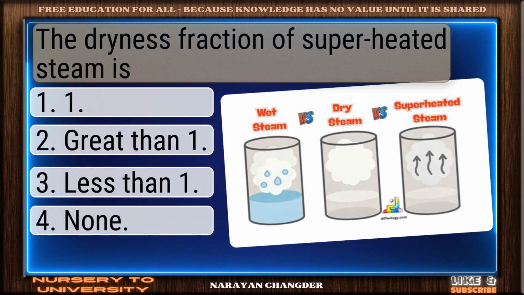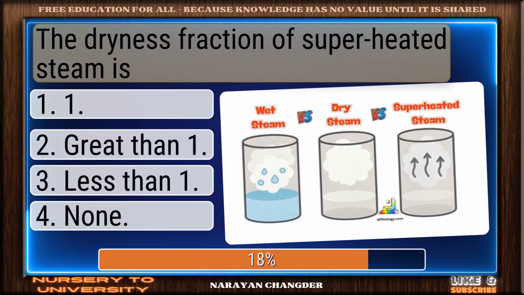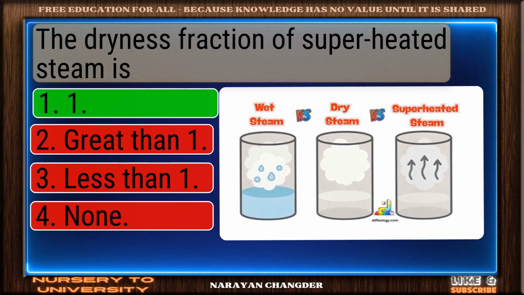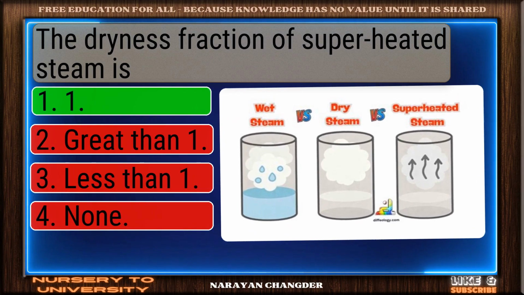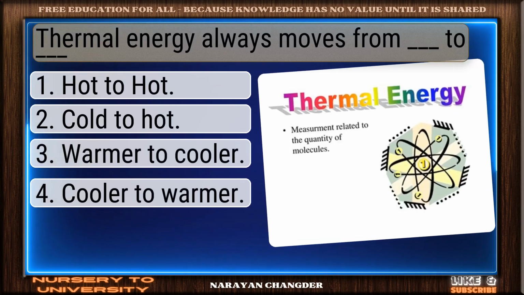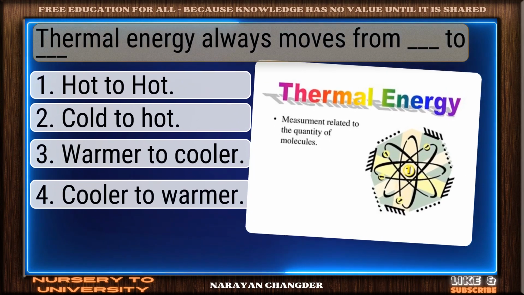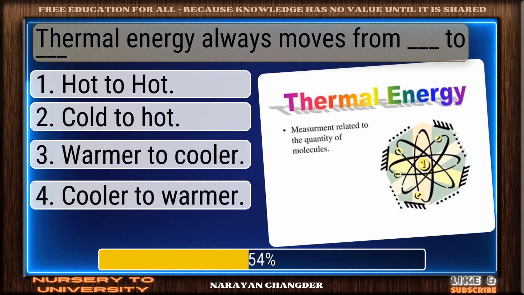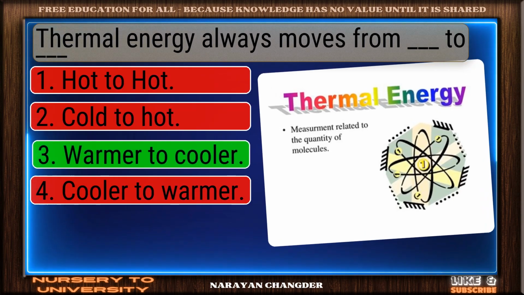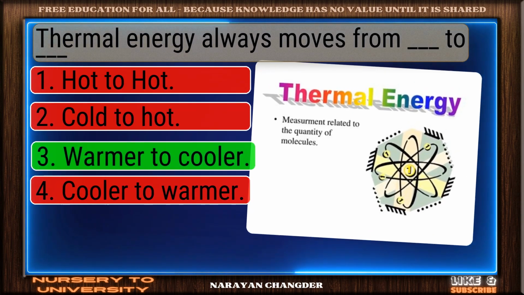The dryness fraction of superheated steam is... Nice work. You chose one and it is correct. Thermal energy always moves from dash to dash. Good thinking. Warmer to cooler is the right answer.